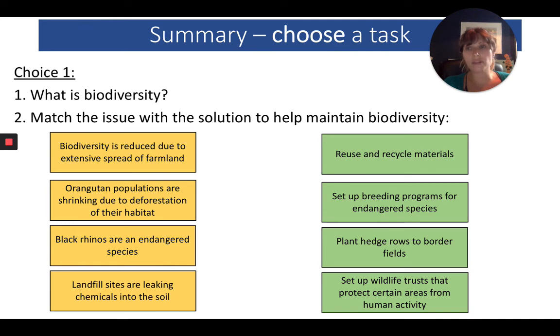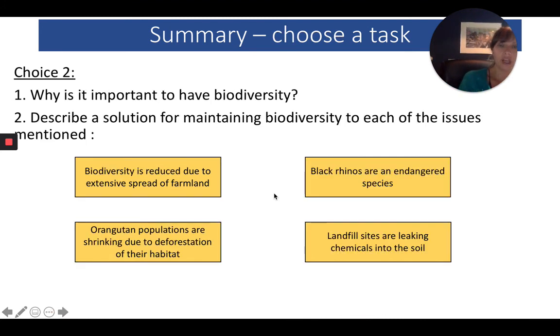So the first choice is this one. Just tell me what biodiversity is, write that in your book. And then match up. In yellow we have the four issues, and in green you've got the four solutions. So match up which issue matches which solution. So the first issue is biodiversity is reduced due to extensive spread of farmland. What is the solution for that? So you just match it up. That's choice one.